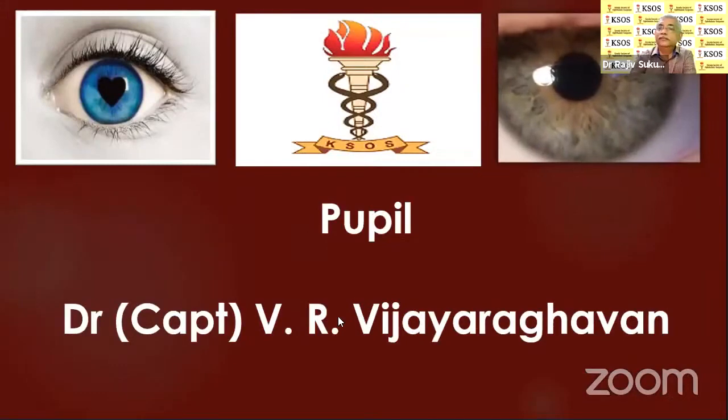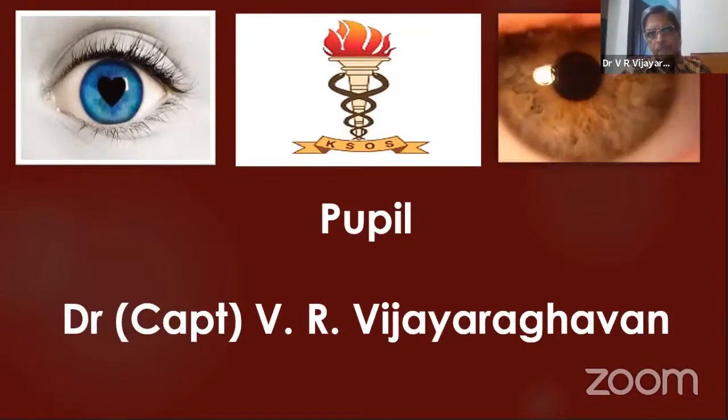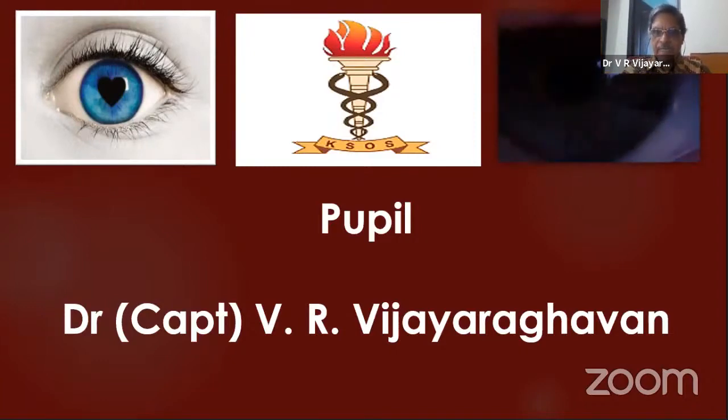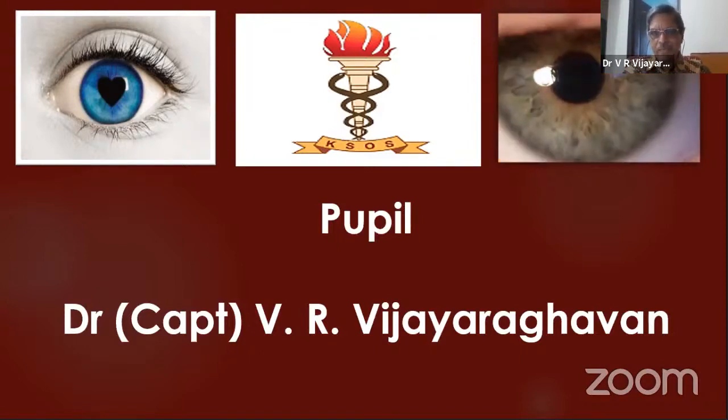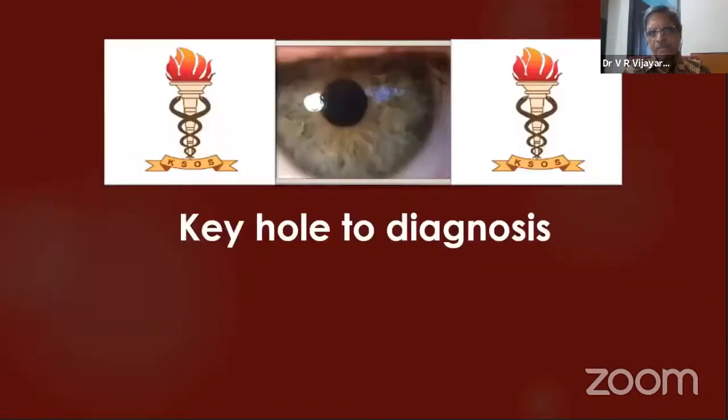Everyone knows that the pupil is an aperture in the center of the iris. Naturally, you can get so much information from the examination of the pupil because it has direct concern with the visual pathway, mostly up to the optic tract, and can give us a lot of clues about retinal problems also. That's why we normally call it a keyhole to your diagnosis.